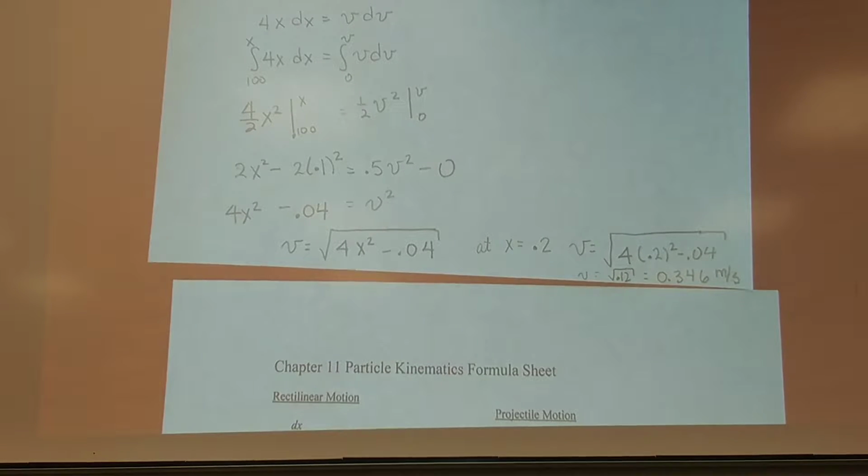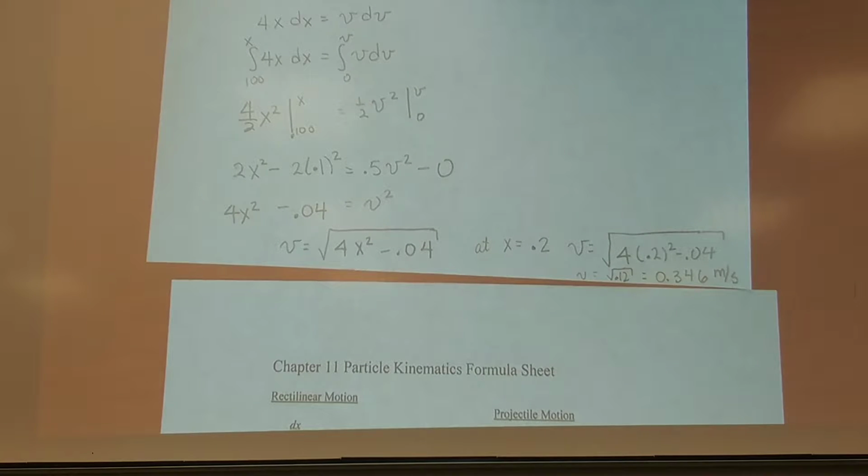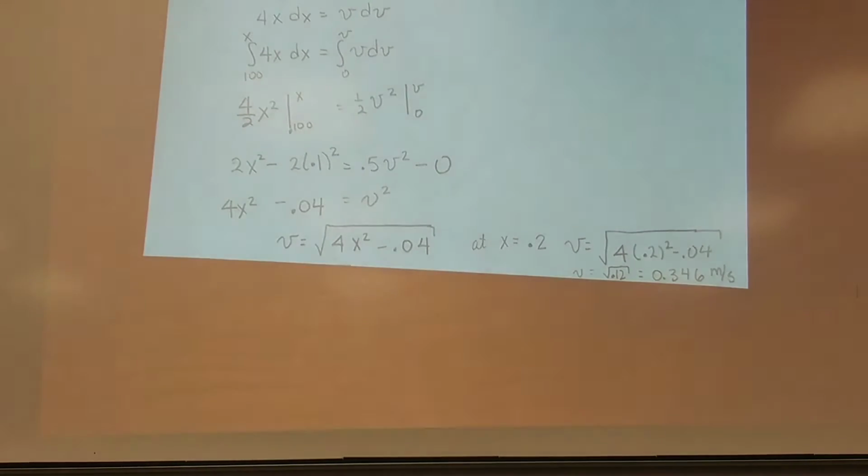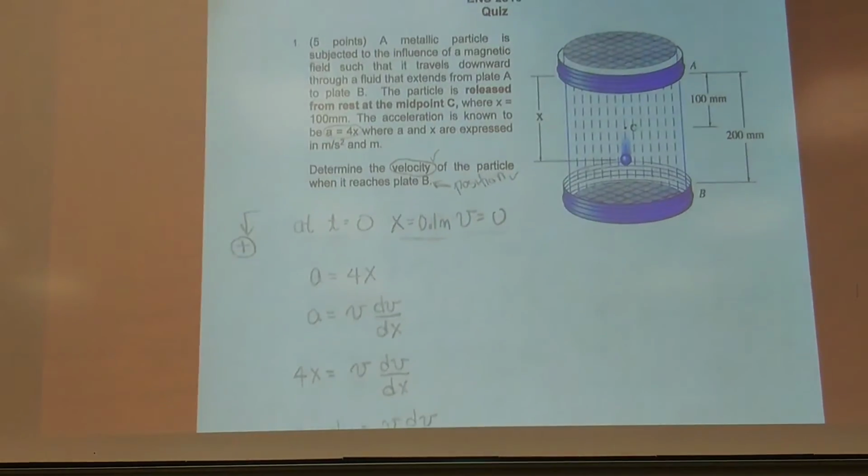What if it had been, and I was looking for v at x is equal to 0.2 again. How would that have changed? Would it have changed the equation that I would have used initially? Like up here?